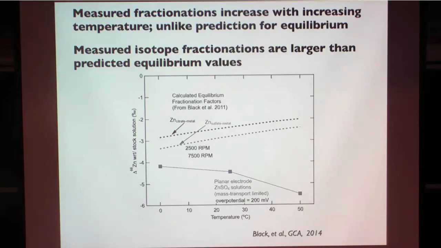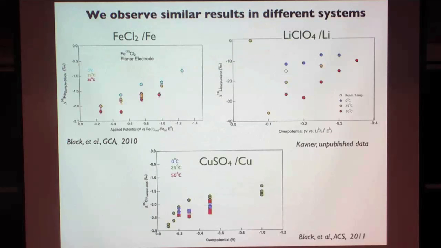So I showed you some results for iron without temperature. I showed you some results for zinc with temperature effects. We see the same qualitative phenomena in every system that we have looked at. We see large isotope fractionations compared with equilibrium. We see them evolving as we change the rate. And we see temperature effects that always seem to go as we increase temperature, we increase the fractionation factors. So here we see our iron chloride results now with increasing temperature.